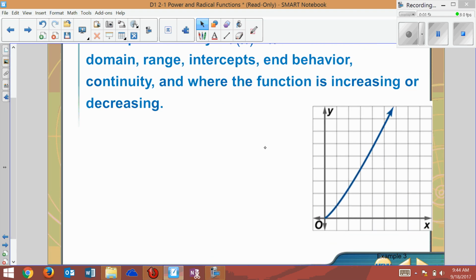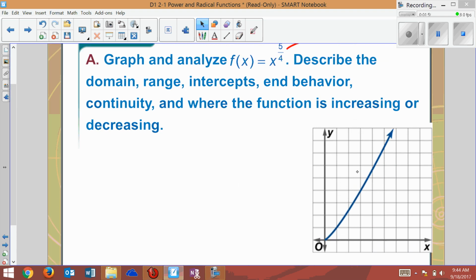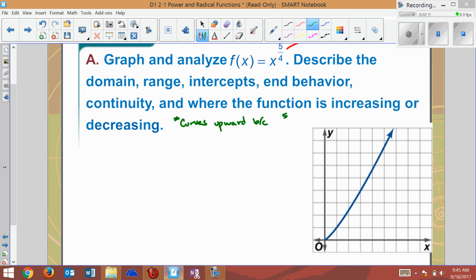And here it is. Another thing is, notice how it curves upward. It curves upward because 5/4 is greater than 1. So I want to note that on here. It doesn't ask you to find that, but it curves upward because 5/4 is greater than 1. Okay, if it were equal to the power of 1, it would be flat. If it were less than the power of 1, it would curve downward. Okay, that's why it curves upward, though. 5/4 is greater than 1.